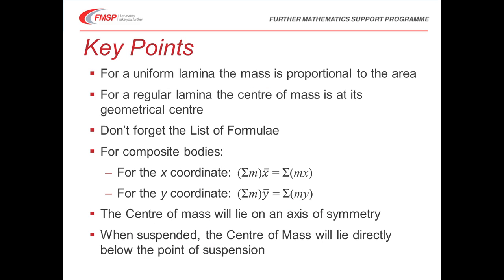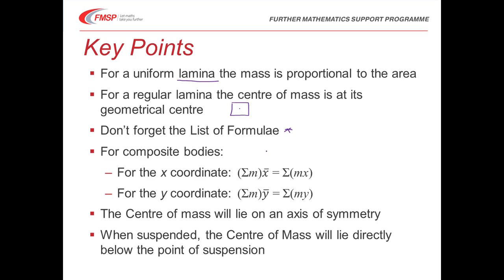So let's look at some key points then. Firstly, when you're considering a lamina, which is a flat shape, we consider it a uniform lamina if the mass is proportional to the area over every part of it. And this means for a regular lamina, maybe something like a square lamina, the centre of mass of that is simply at the geometrical centre of the shape. Same for triangles, rectangles, anything where we could find the centre of the shape geometrically, that's where you'll find the centre of mass, if it's a regular and uniform lamina. For irregular shapes, of course, it's a bit more difficult. Don't forget you have this list of formulae.